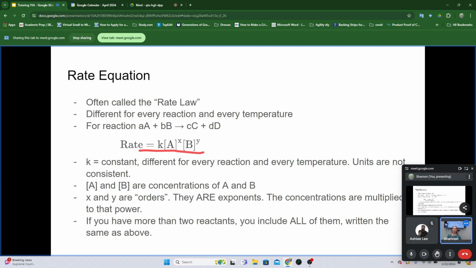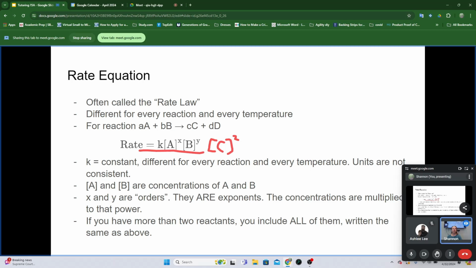So it is the constant times the concentration of A to the X power. It's an exponent, times the concentration of B to the Y power, okay? Now, if you have more than 2 reactants, you would continue writing. So if I have a third reactant, I'm going to have C here and put it to the Z power, for example. Okay, you would put all the reactants included in the rate.